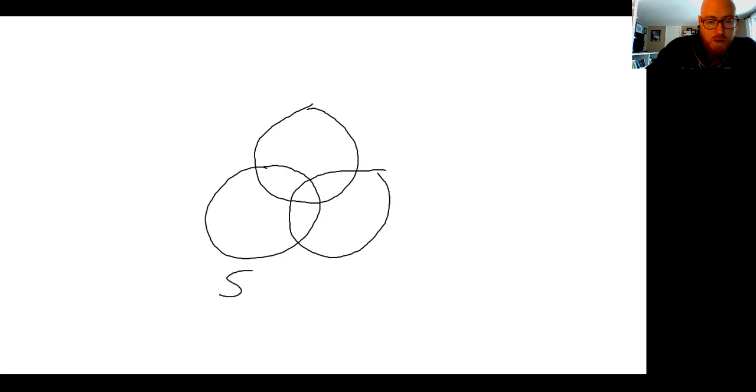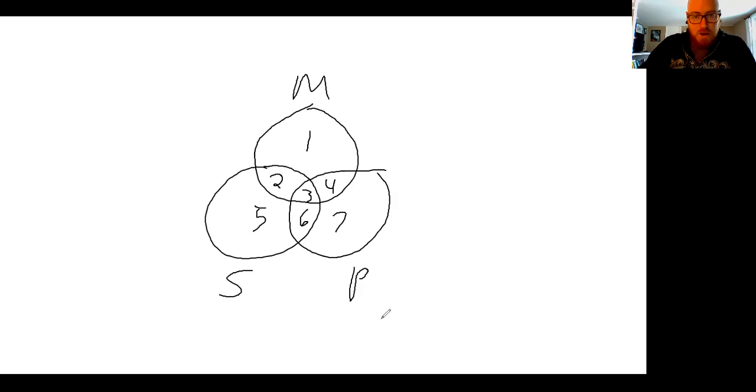Okay, so let's go ahead and label these circles here. So now we have a Venn diagram representing relationships between the minor term, the middle term, and the major term. Now, since we're adding another term, obviously we have more regions. So now we've got 1, 2, 3, 4, 5, 6, 7 regions on our diagram. Now, what do all of these regions represent?